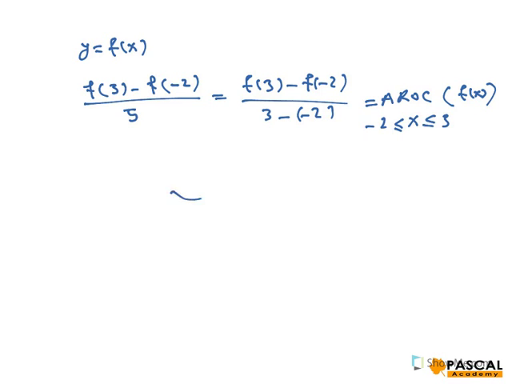So one more time, the average rate of change of f(x), let's assume this is y = f(x), is the slope of the line joining the endpoints of the interval. It refers to the rate of change of the function with respect to the variable over an interval.